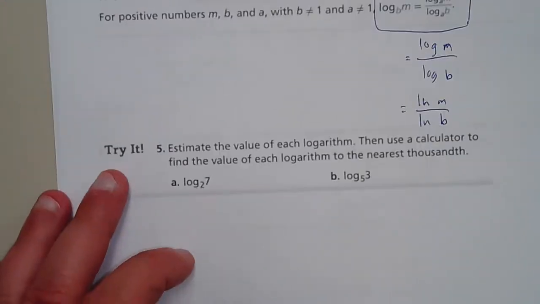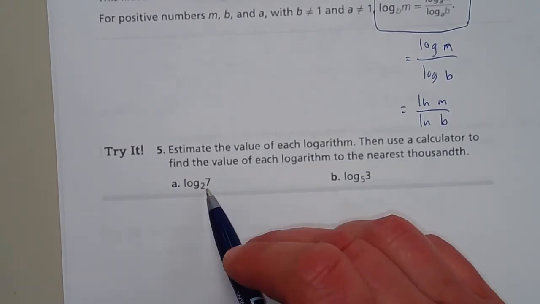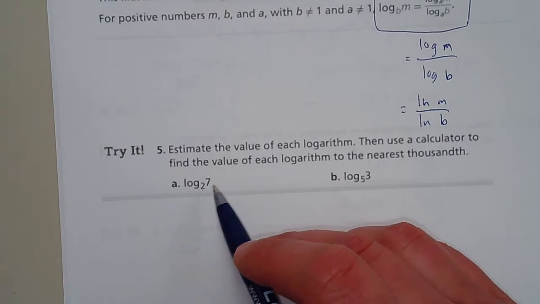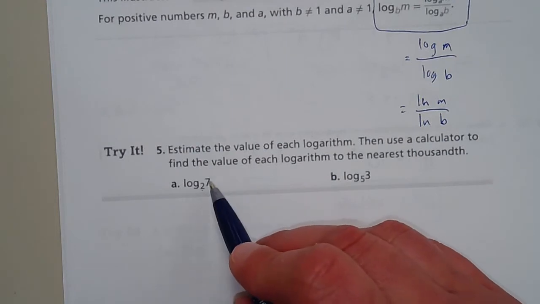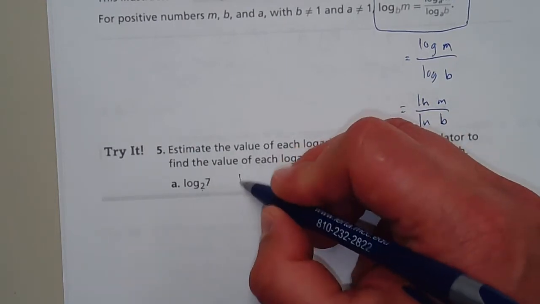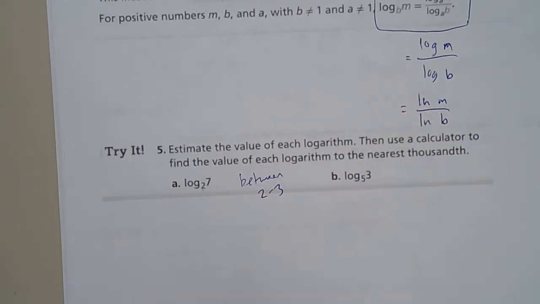So these say estimate the values first and then use a calculator to find the value. So if I'm looking at this, this is saying 2 to what power is 7? Well, I know 2 squared is 4 and 2 to the third would be 8. So I know it's going to be between 2 and 3, right? So I can look at this problem and estimate what that's going to be.